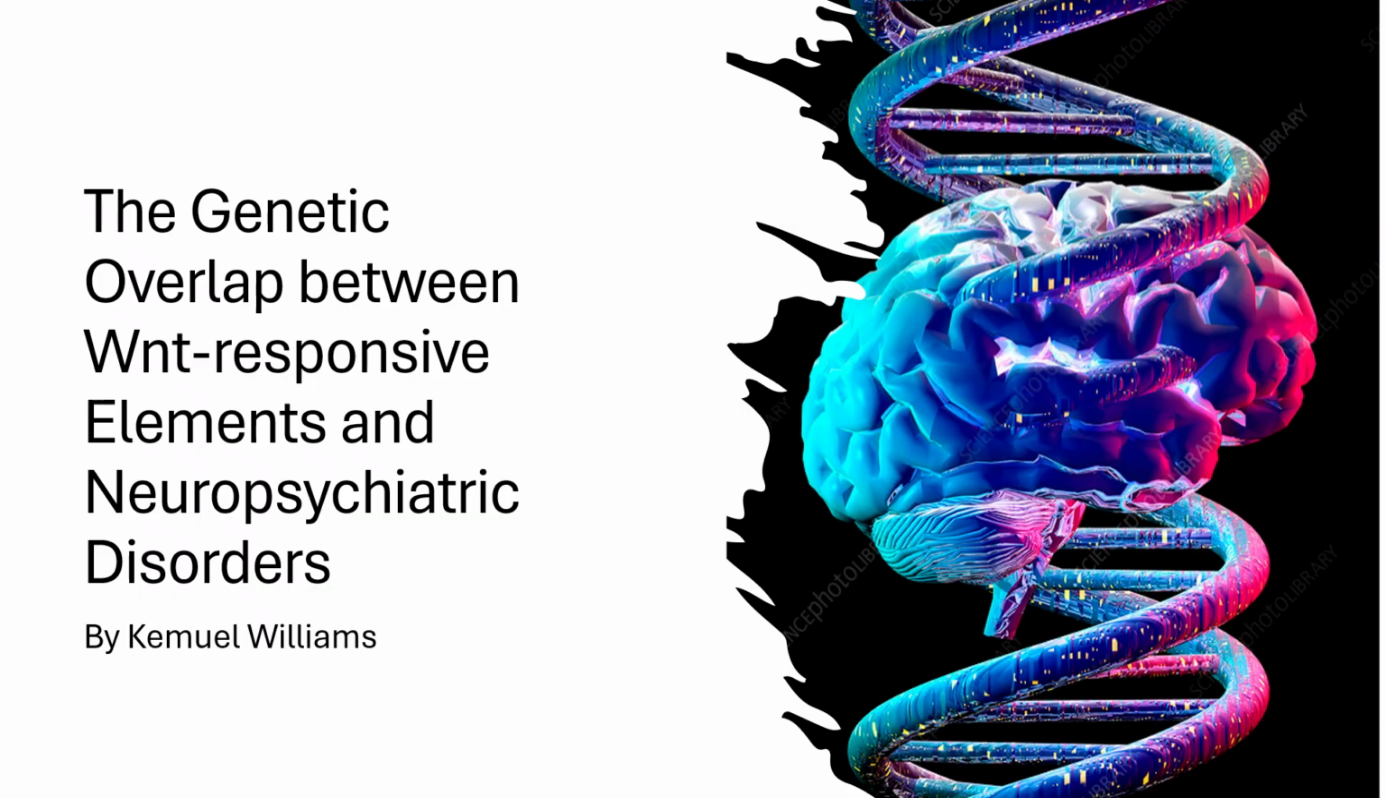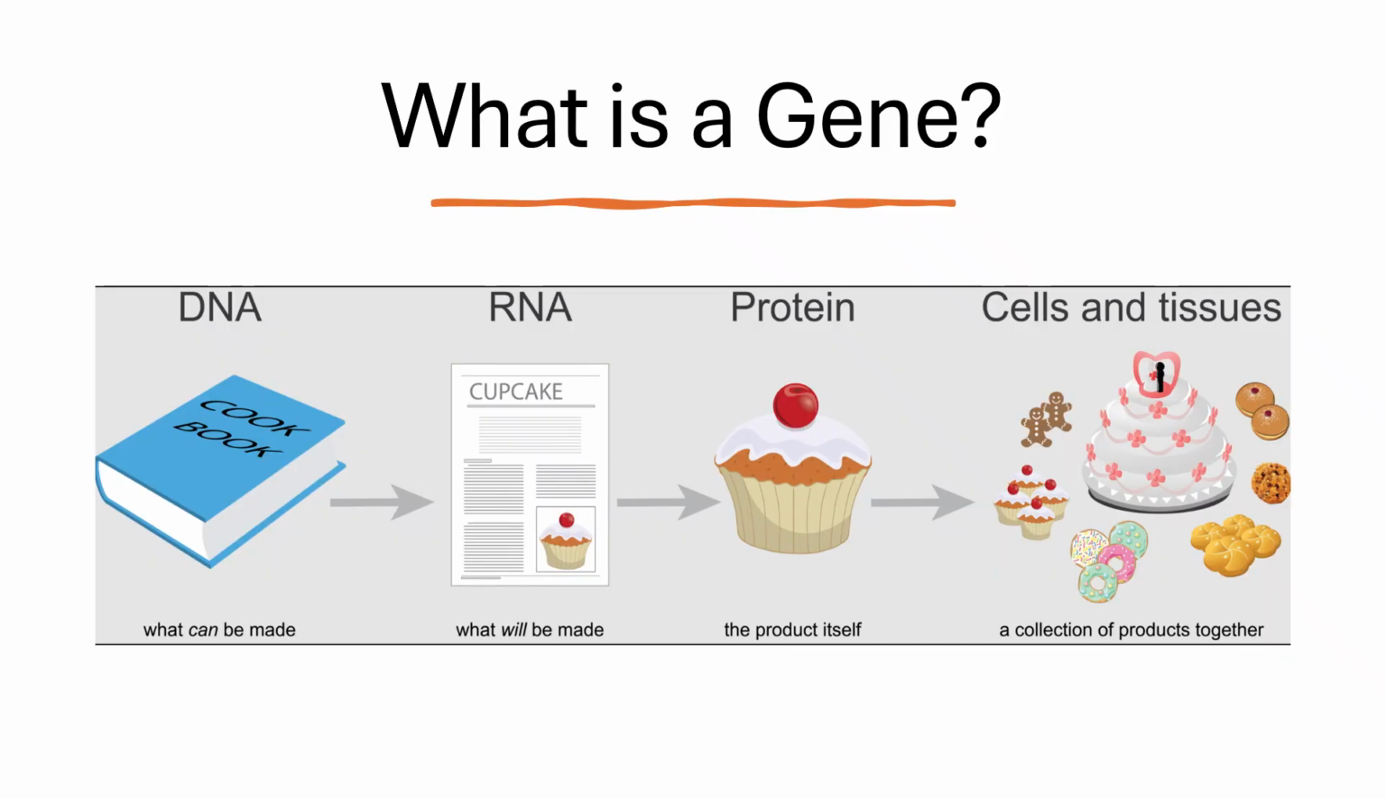Have you ever wondered why some people develop schizophrenia or autism and others don't, even in the same family? Scientists have been asking the same question for decades. Today I want to explain one of the most promising answers we've found so far, a set of genetic switches called Wnt responsive elements. Before I can talk about Wnt responsive elements, I must explain what a gene is.